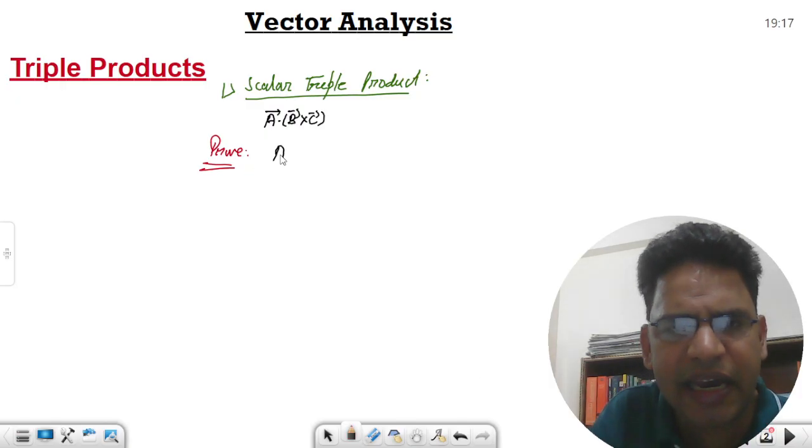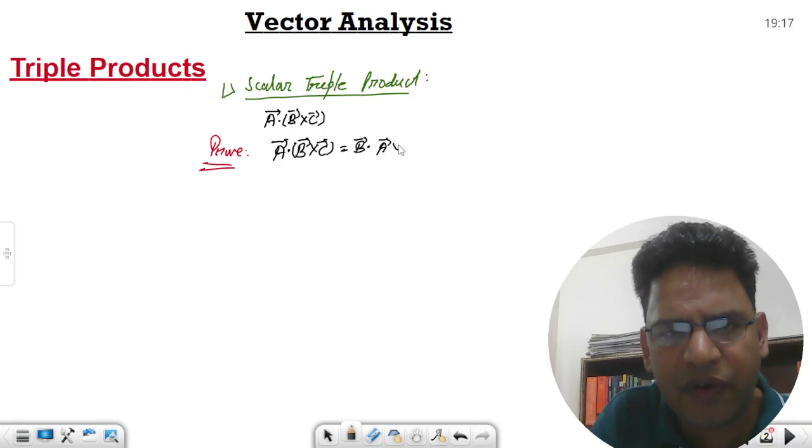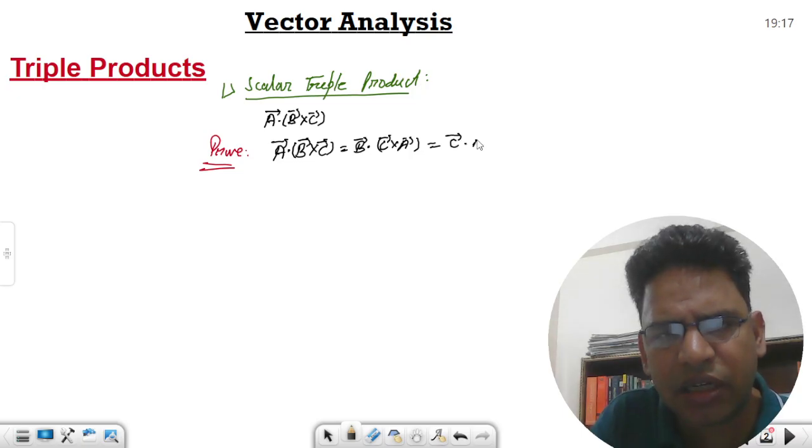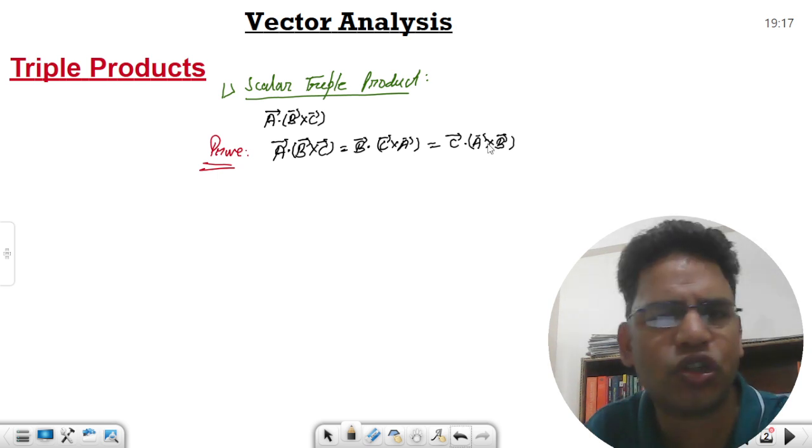This A dot (B cross C) vector is the same as if you write B dot (C cross A) vector, okay? So it is kind of circular. And this is the same as C dot (A cross B) vector. We are going to prove it. Quite soon we are going to prove it, okay?